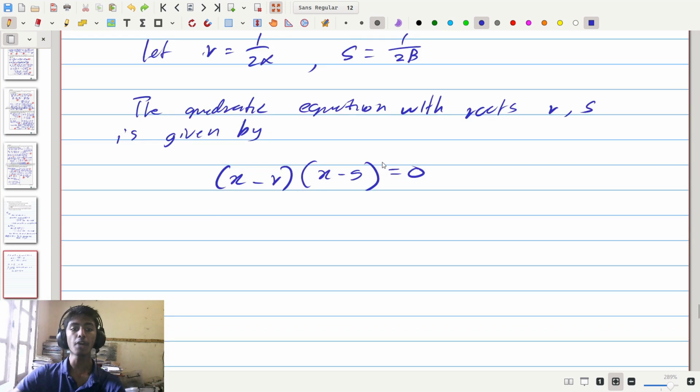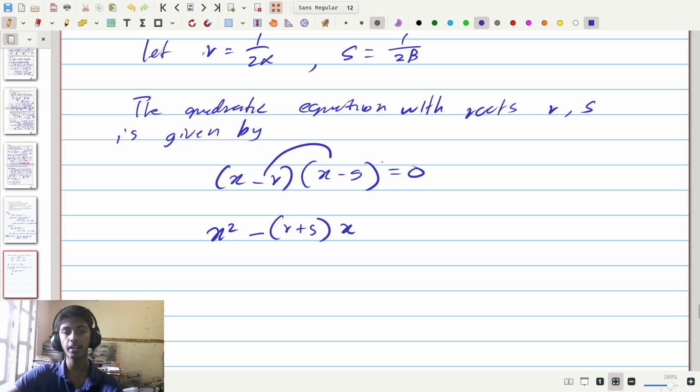Now if we simplify this, we can see that it simplifies down to x squared minus (r plus s) times x, because if you multiply x by minus r you get minus rx, and if you multiply x by minus s you get minus sx. Combining those together, we get minus (r plus s) times x, and then the constant term is minus r times minus s, which is plus rs, equals 0.